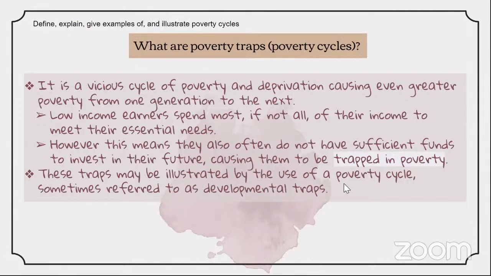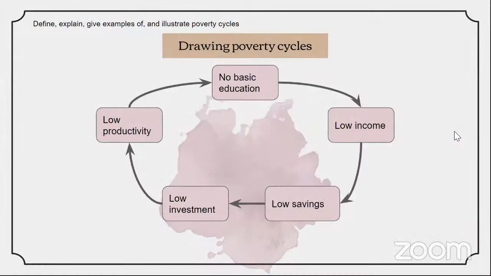Since it is a cycle, it is like a circle and must be continuous. Sometimes this is also referred to as developmental traps. So how to draw it, basically it looks like this. This is one example. You can actually start anywhere, but I'll start with no basic education. To draw the poverty cycle, it does not have to be exactly like this.